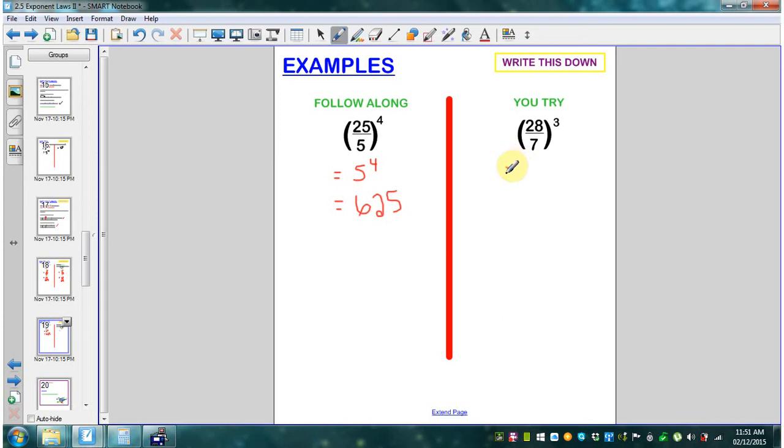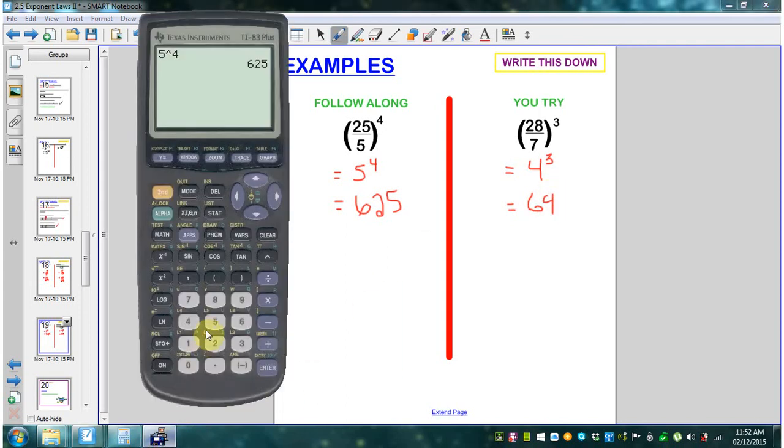Okay, by now you should have this one attempted. So 28 divided by 7 to the power of 3. We can simplify this with the order of operations first. 28 divided by 7 is 4. And then to the power of 3. And 4 to the power of 3 is 64. Double check that on the calculator. 4 to the power of 3, 64.